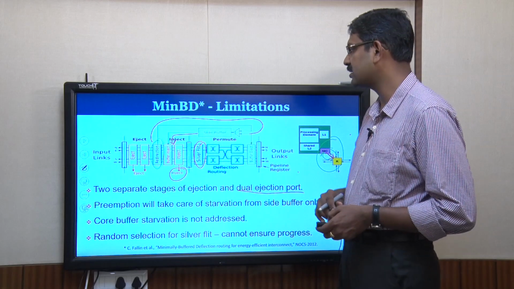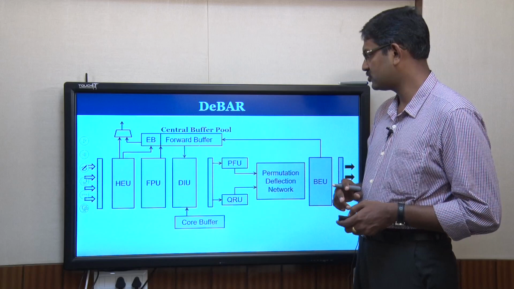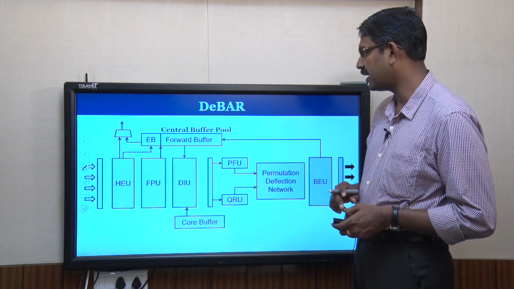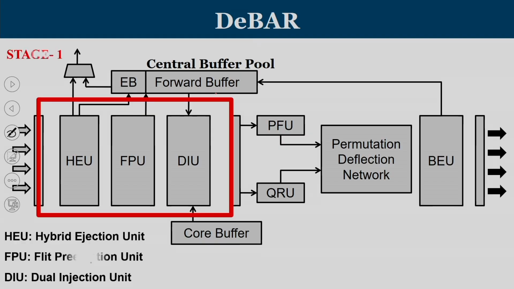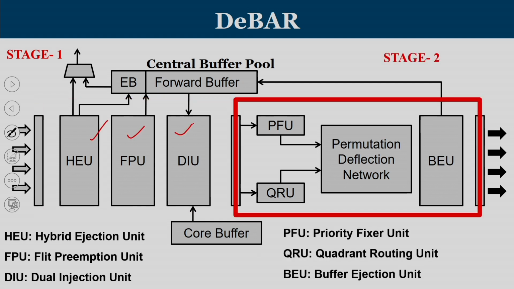These limitations were addressed by the next router in the series, known as DeBAR, the deflection based adaptive router. This is also a two-stage router. Stage 1 consists of a hybrid ejection unit, a flit preemption unit and a dual injection unit. Three units are there in stage 1. In stage 2 there is a priority fixer, a quadrant routing unit, and as usual our permutation deflection network, which is a parallel port allocation unit, and the buffer ejection unit. So, these are the 2 stages and the various functional units of the new router DeBAR.